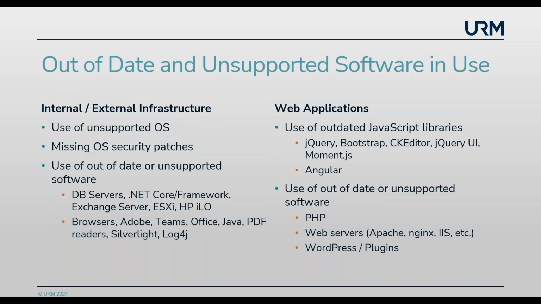The first, and probably the one where we've raised the most findings in the last year, relates to patching, so out of date and unsupported software being in use throughout the organization. This is applicable both for the infrastructure side, on the external and internal infrastructure, and on the web application side. And it involves things like using unsupported operating systems, missing security patches on software that servers use or clients use in terms of browsers, but also in web applications.